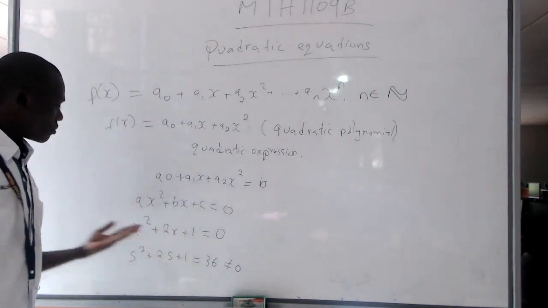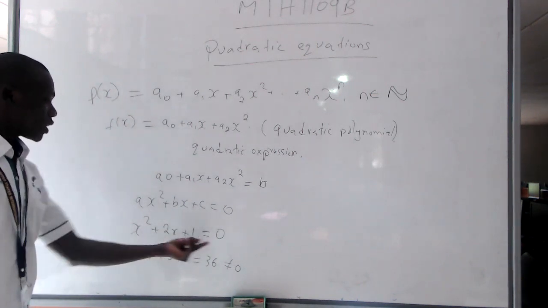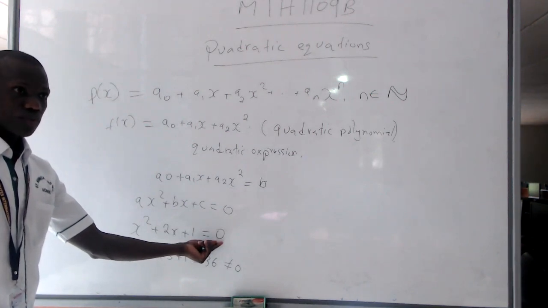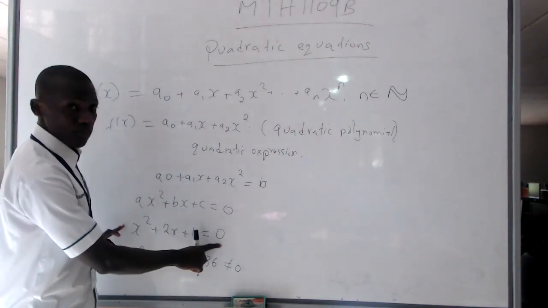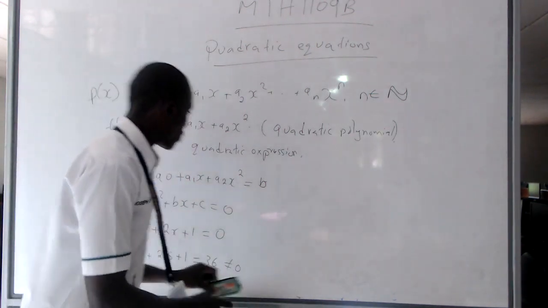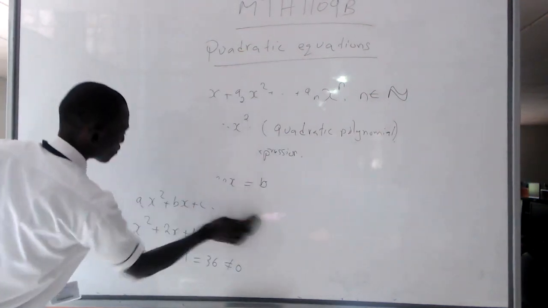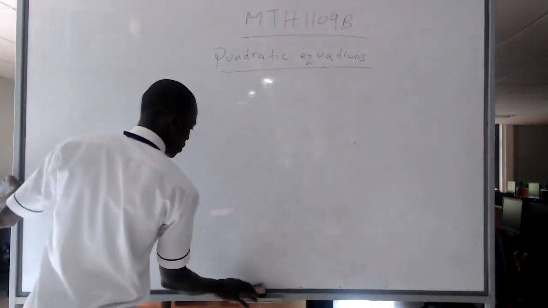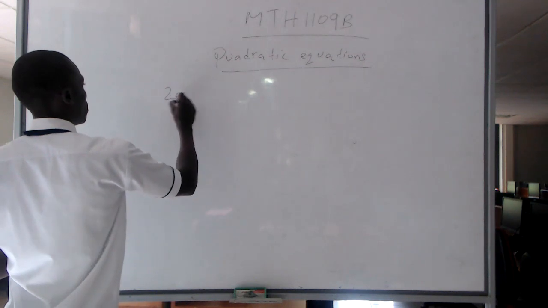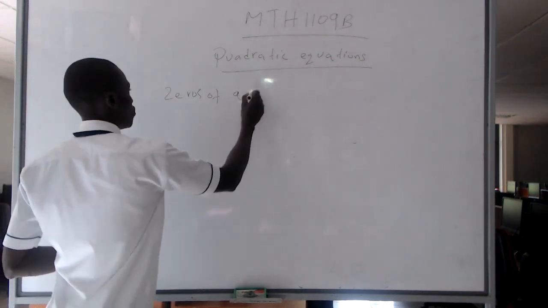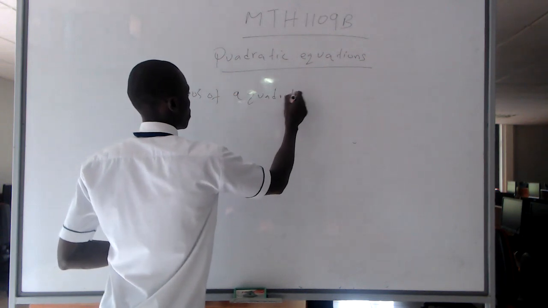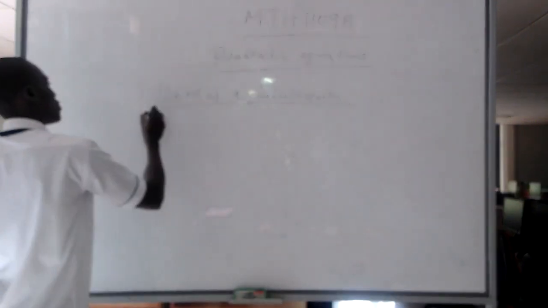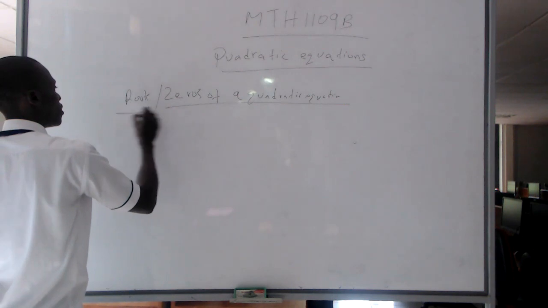The values which satisfy this equation, which if you put here you get a 0, will be referred to as roots or zeros or solutions of the quadratic equation. Zeros because when you plug them in the equation, you get a 0. So let's see how to get zeros of a quadratic equation. You can also refer to them as roots.